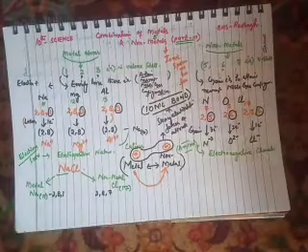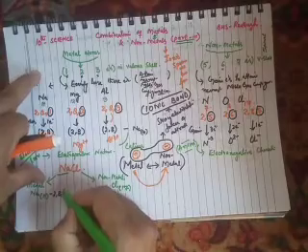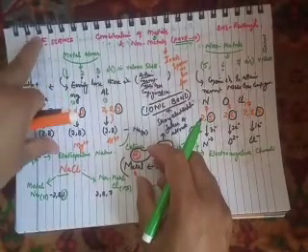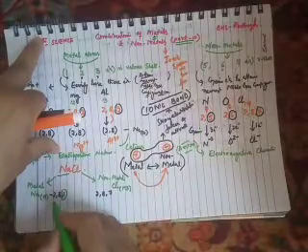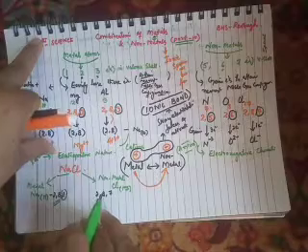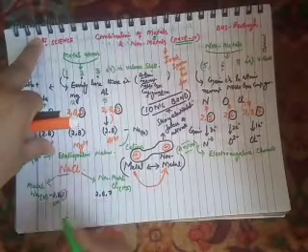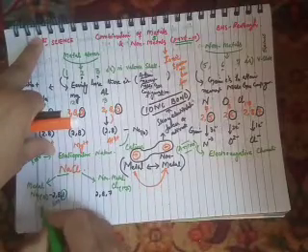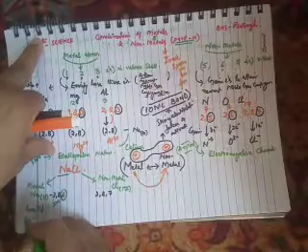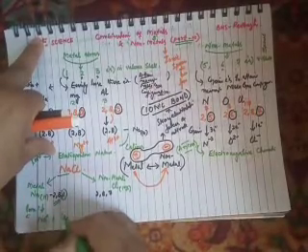Dear students, see how these two atoms combine. This sodium contains one electron in its outermost shell. So to acquire the nearest noble gas configuration, that is corresponding to neon, it has to lose its single electron. And here what happens? Sodium loses one electron. It forms Na+ and one electron.